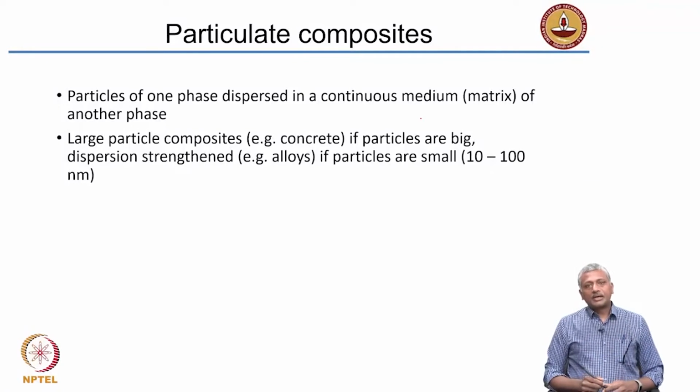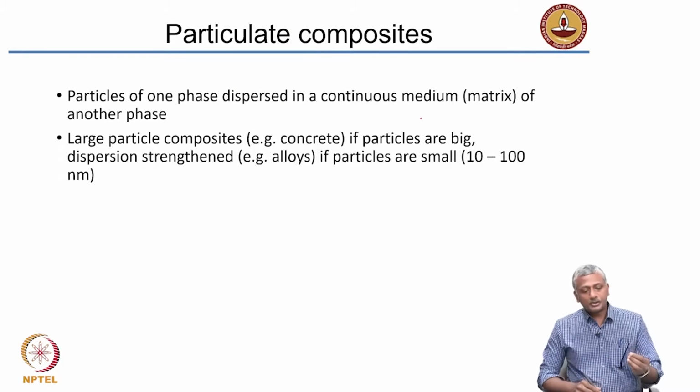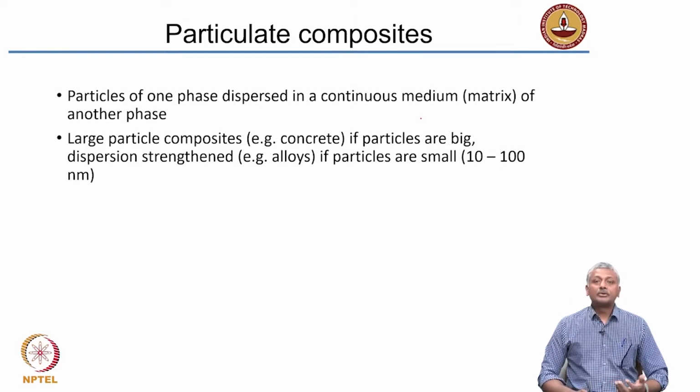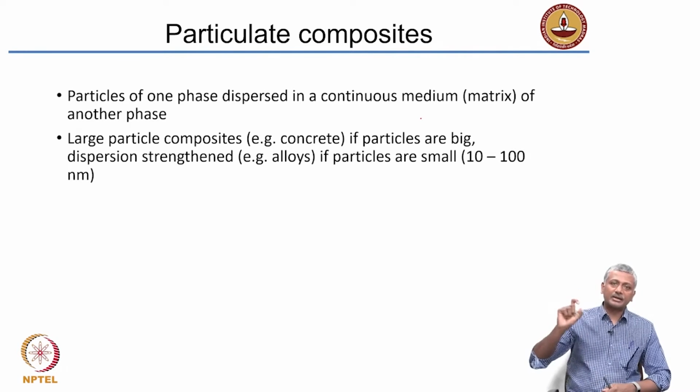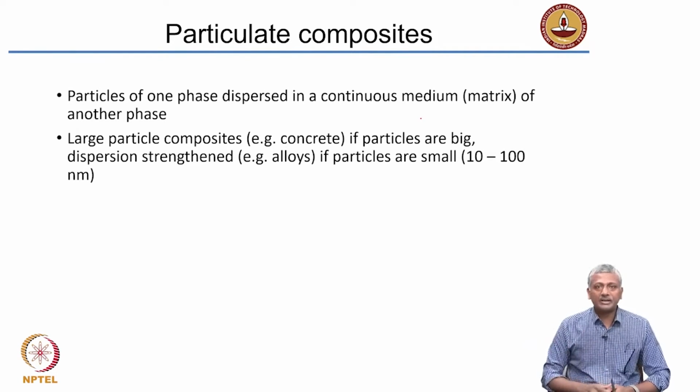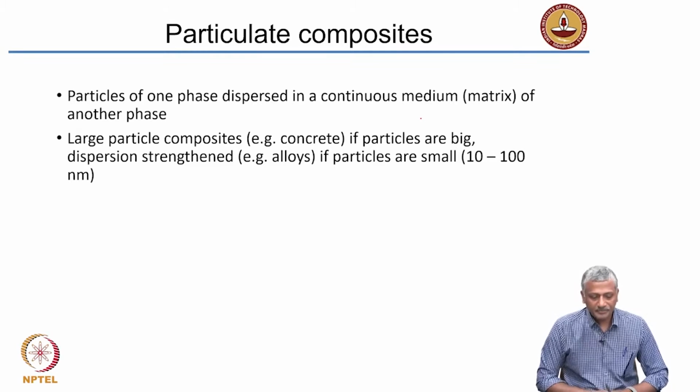Now let's take a look at particulate composites. As I said, particulate composites imply particles of one phase which are dispersed in a continuous medium or a matrix of the second phase. Concrete, for instance, was a large particle composite where we had large aggregate particles which are embedded in a matrix of cement paste.